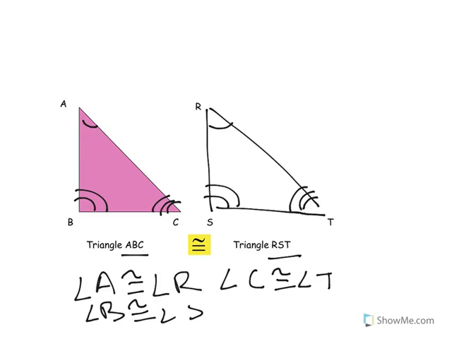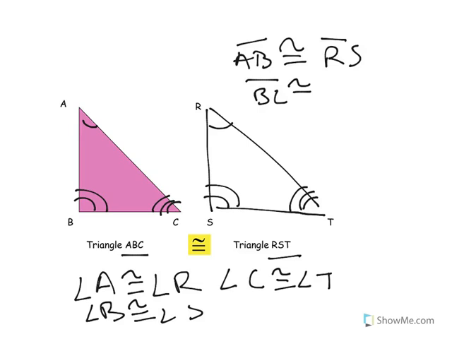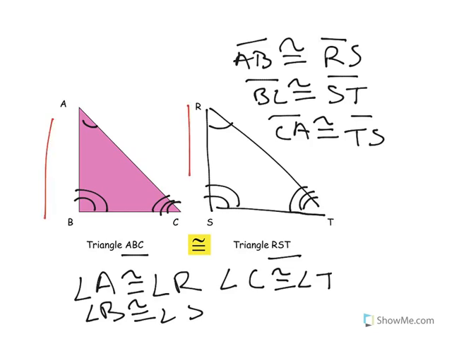Then we can say that segment AB is congruent to segment RS, and segment BC is congruent to segment ST, and segment CA is congruent to segment TR. So we're comparing this side to this side, and since they're congruent, they have the same marking. And we're comparing BC to ST, so they have the same marking, and CA to TR, so they have the same marking.